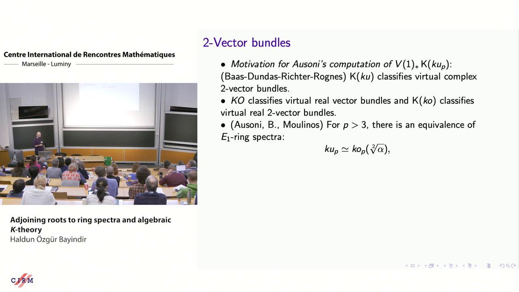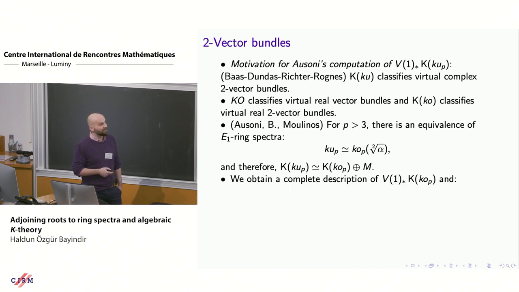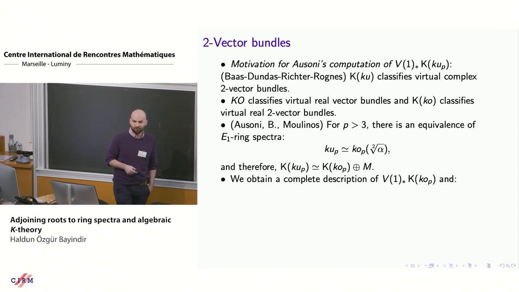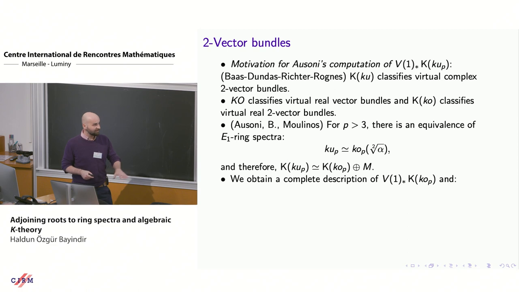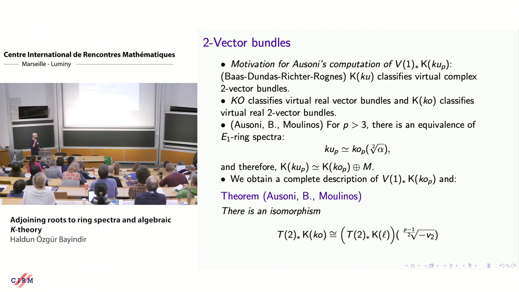First, we show that the complex K theory spectrum can be obtained from the real K theory spectrum, p-completed, by adjoining a square root to alpha. Therefore, K theory of KU contains K theory of KO as a summand. And we identify precisely what that summand is in the V1 homotopy of K theory of KU, and that gives you the V1 homotopy of K theory of KO. At the level of T2 homology, you obtain a similar result for K theory of KO. You can also think about KO to be L adjoint a (p-1)-over-2 root to V1, and at the level of K theory, that gives you adjoining a (p-1)-over-2 root to negative V2.